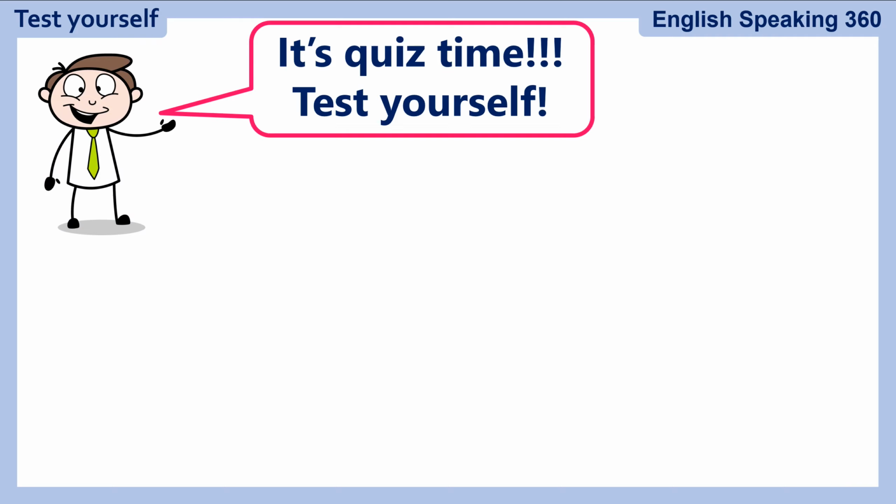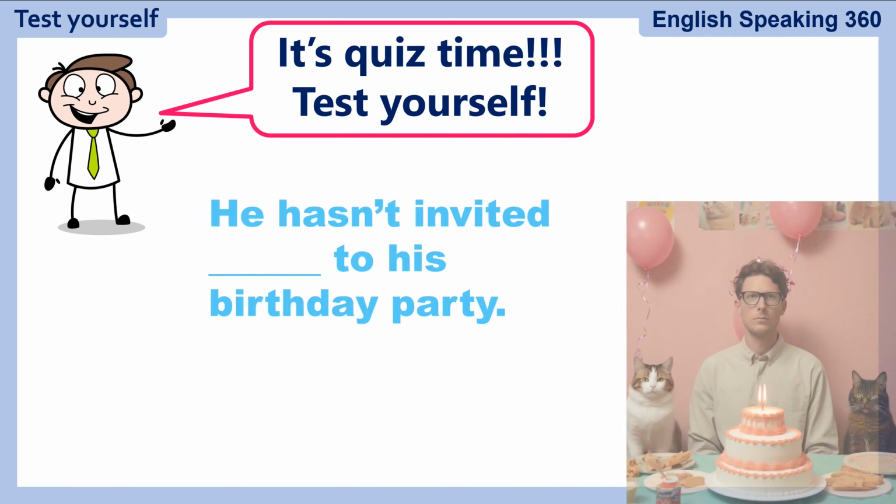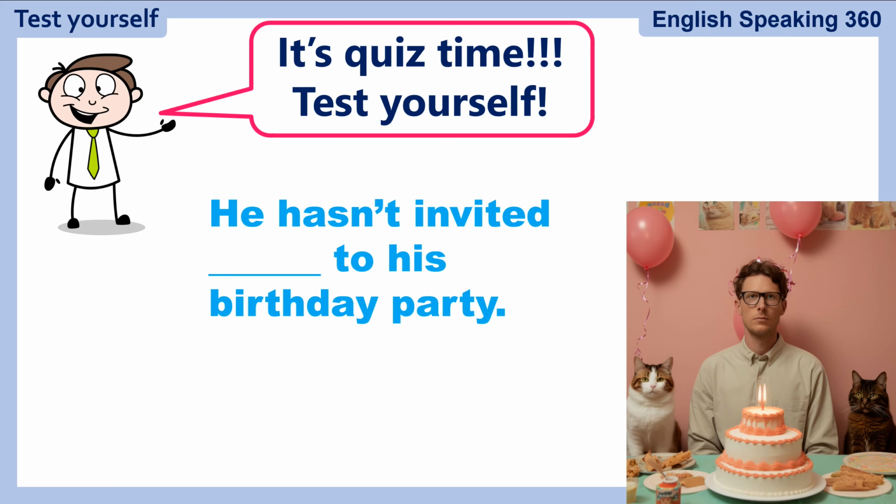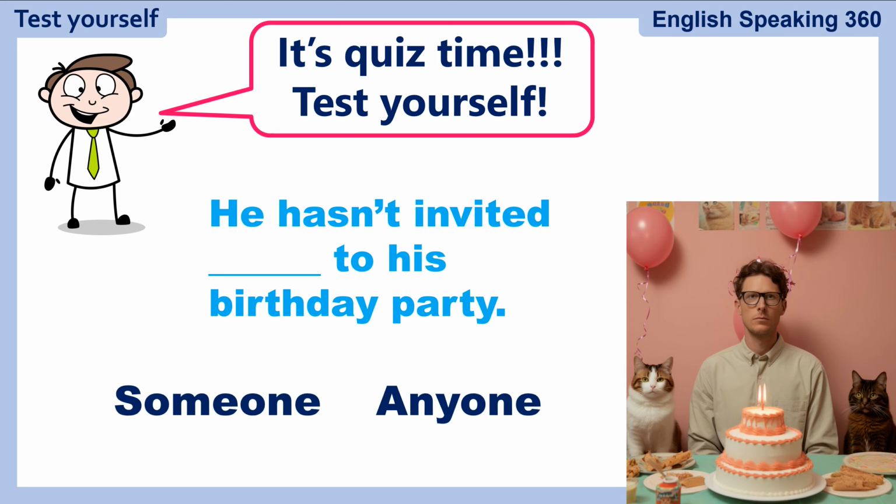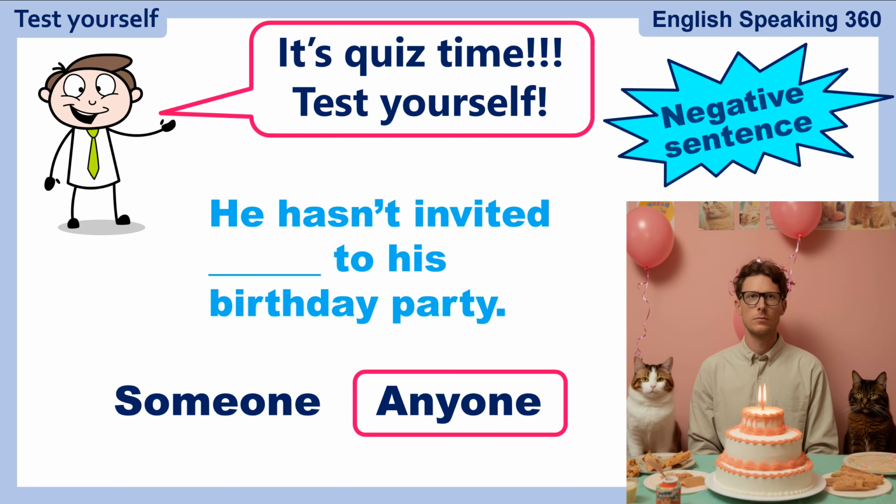It's quiz time. Test yourself. Let's get started. He hasn't invited to his birthday party. Are you going to say someone or anyone? Think about it carefully. He hasn't invited anyone to his birthday party because it is a negative sentence. But don't worry, he's not alone. He has 2 cats, so I think he's fine.